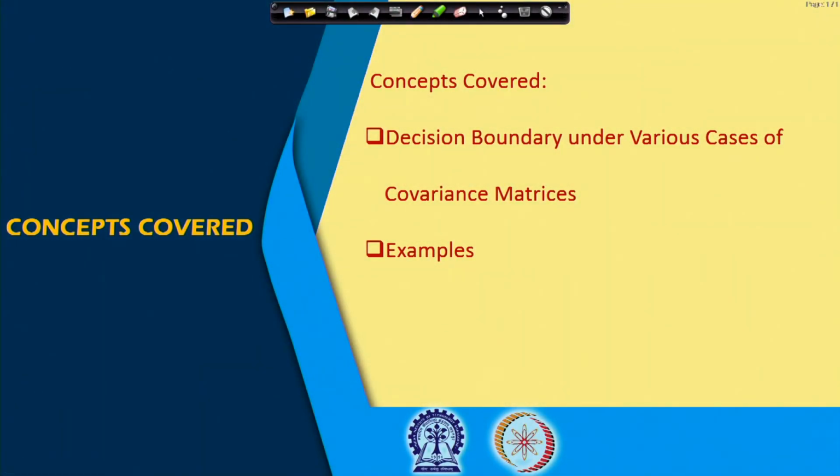In the second case, we assumed that the covariance matrix of all the classes is the same, but it need not be of the form sigma square I. That means, I also have off diagonal elements which are non-zero. This is a case where the vectors are distributed in an ellipsoidal or hyper ellipsoidal fashion. So, what we discussed in the previous class is the decision boundary under various cases of covariance matrices, and we are going to continue with the same discussion in this class with a few more examples.